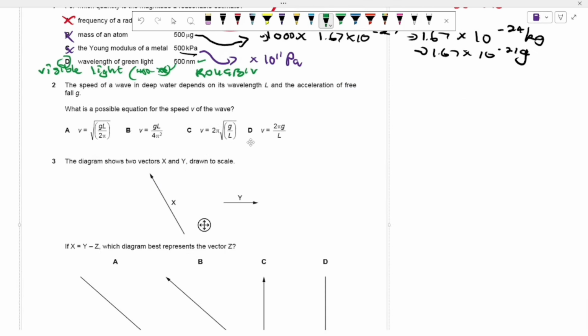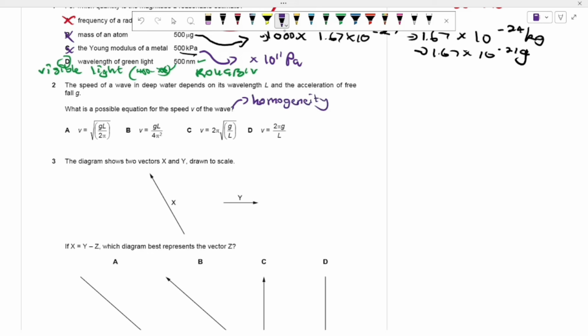Question 2. We've been told that the speed of a wave depends on its wavelength L and the acceleration of free fall g. What is the possible equation for the speed v? This is a very important concept that I need you guys to know. It's a concept known as homogeneity.